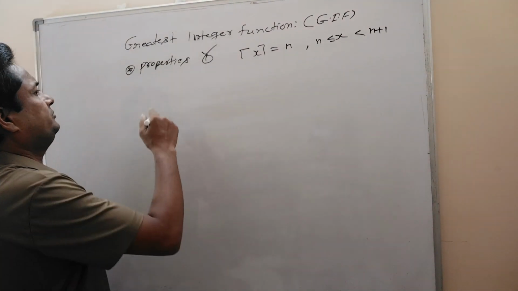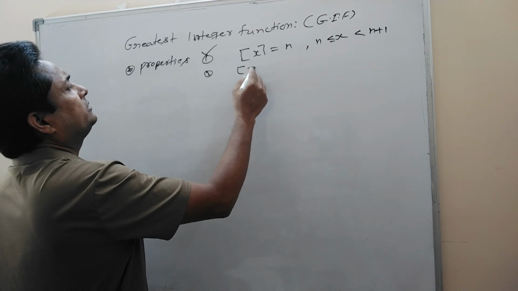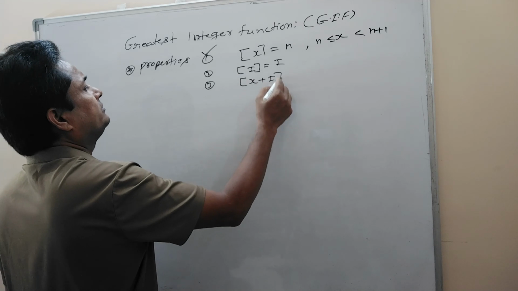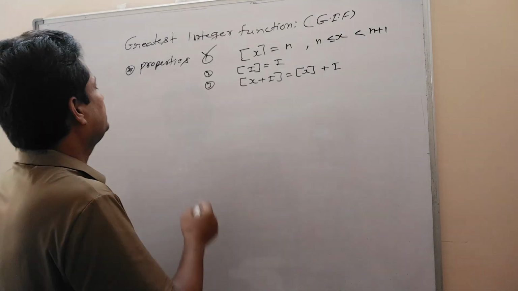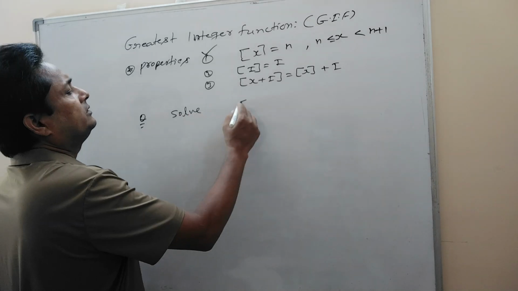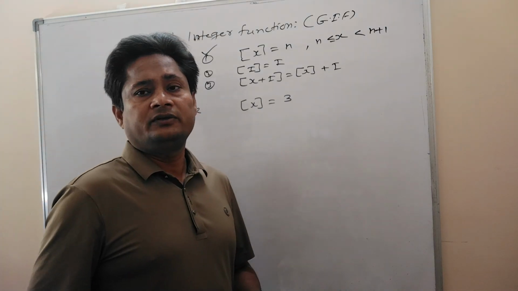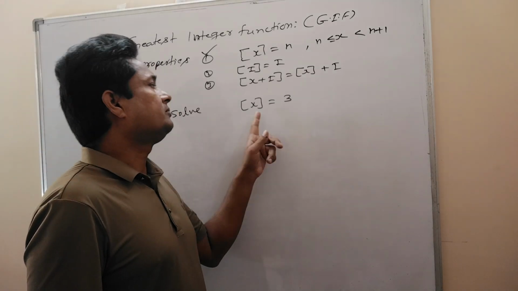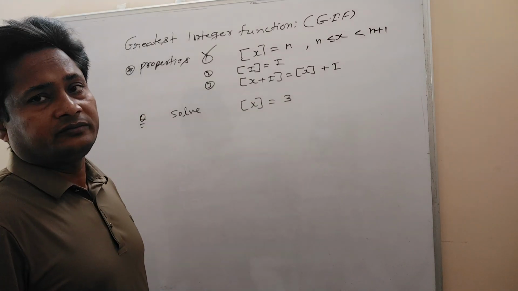Let's say I told these properties. Greatest integer of I is equal to I, and greatest integer of x plus I will always be greatest integer of x plus I. So if I tell you solve greatest integer of x is equal to, let's say, 3, then how will you solve this question? That means greatest integer of x is basically 3. Then what will be your answer?